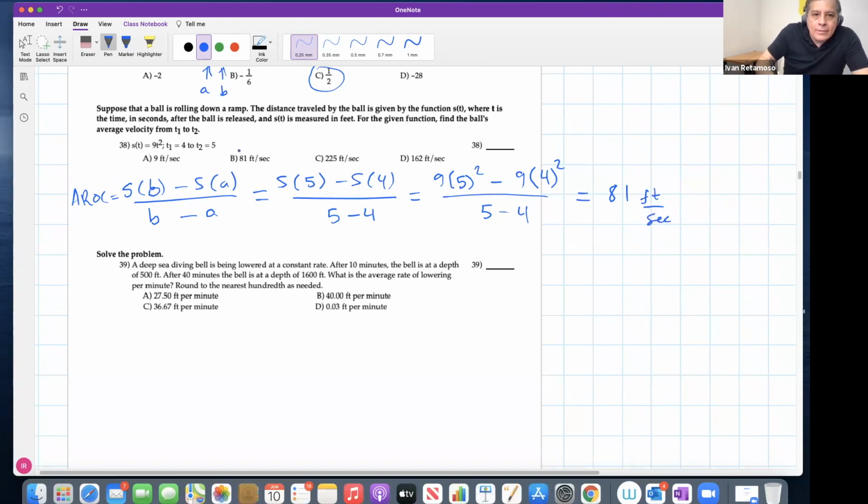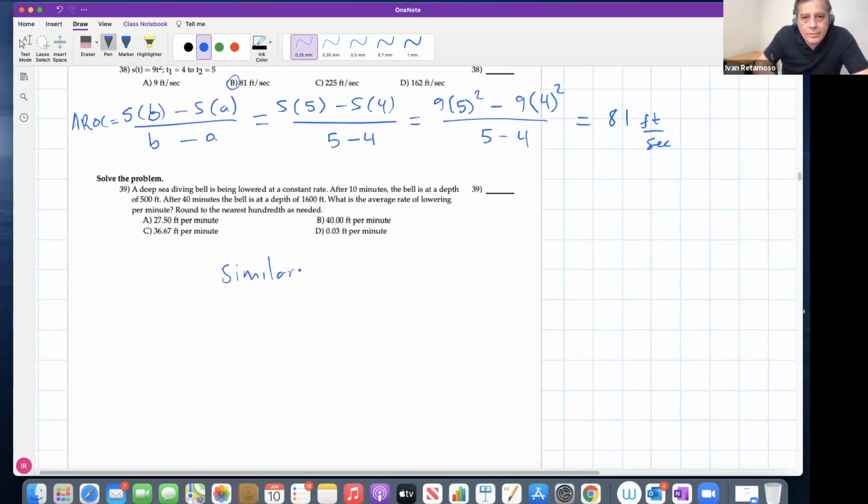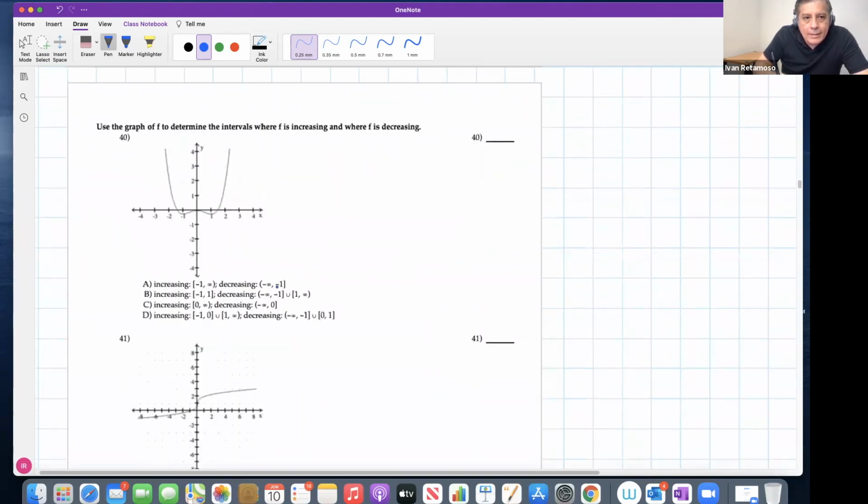All right, great. So this is this guy. This one, I want to say similar. Try to do it at home. Let's look for different topics, different forms. Use the graph of f to determine the intervals where the function is increasing and where the function is decreasing.